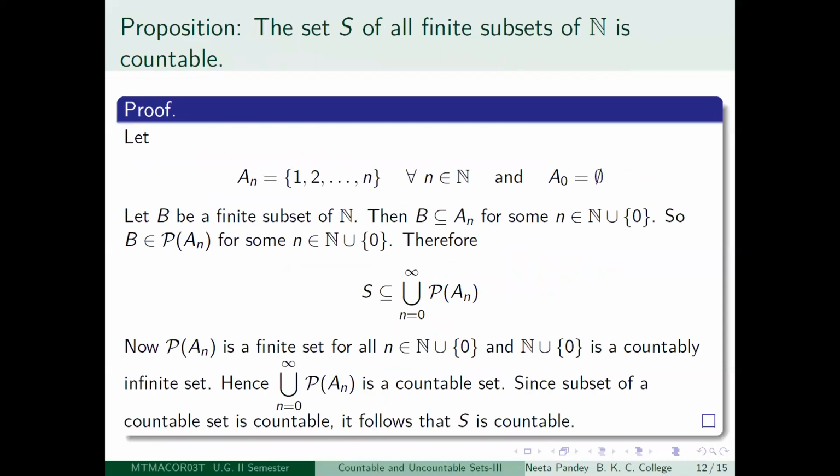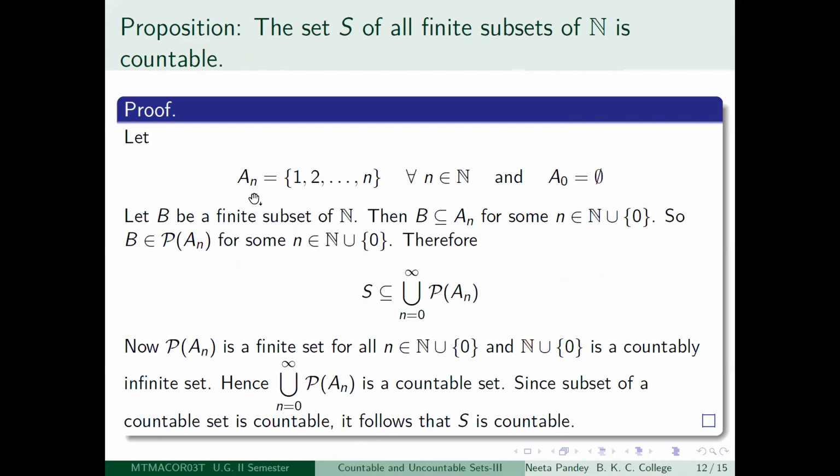Now what we want to discuss is the power set a little bit more, but before that, this is an exercise: you have to show that the set S of all finite subsets of N is countable. This is what you want to show. So how are you going to do that?